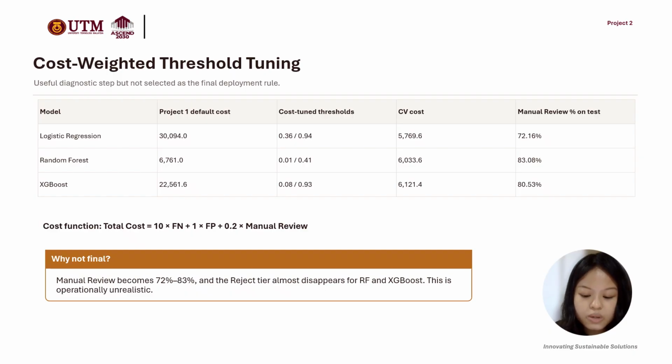For example, logistic regression decreased from 30,094 to 5,769.6. However, it was not selected as the final rule because manual review became too high, which is 72.16% for logistic regression, 83.08% for random forest, and 80.53% for XGBoost. Therefore, cost tuning is useful only as a diagnostic step.